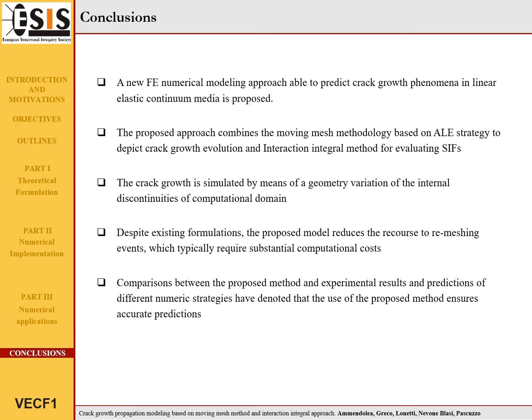The crack growth is simulated by means of a geometric variation of the internal discontinuities of the computational domain. Unlike existing formulations, the proposed model reduces the recourse to remeshing events, which typically require substantial computational costs. Comparisons between the proposed method and experimental results and predictions of different numerical strategies have denoted that the use of the proposed method ensures accurate predictions.